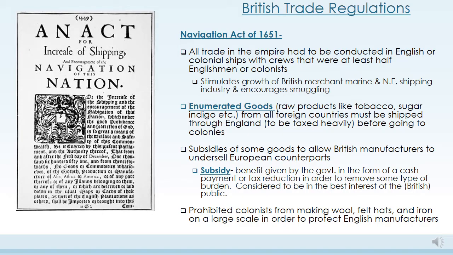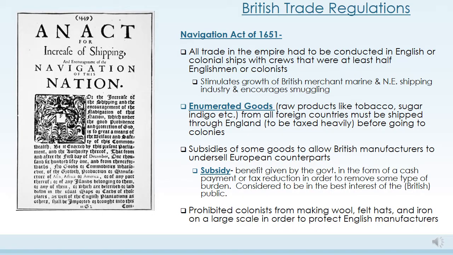The other thing that the Navigation Act did was to give subsidies of certain goods, and a subsidy is a benefit given by the government to groups or individuals, usually in the form of a cash payment or a tax reduction, and the subsidy is usually given to remove some type of burden. It's often considered to be in the interest of the public, and these subsidies would be for things like linen and gunpowder and silks, and they wanted to allow British manufacturers to undersell European counterparts.